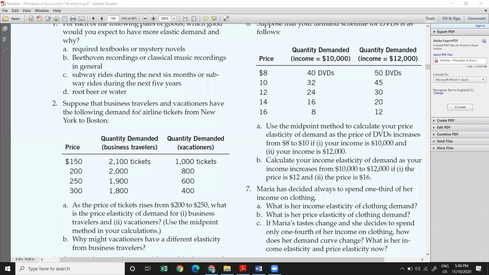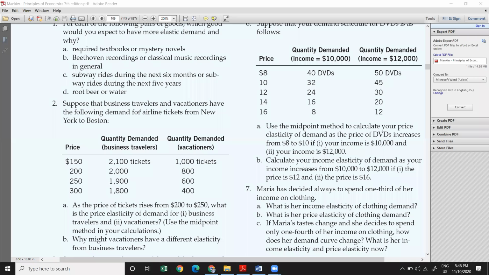Suppose that business travelers and vacationers have the following demand for airline tickets from New York to Boston. The price is $150, $200, $250, and $300, and the quantities change differently for business travelers and vacationers: from 2,100 to 1,800 and from 1,000 to 400 respectively.